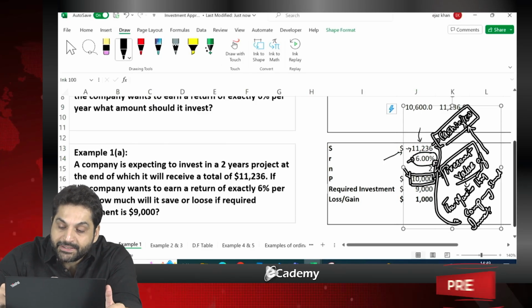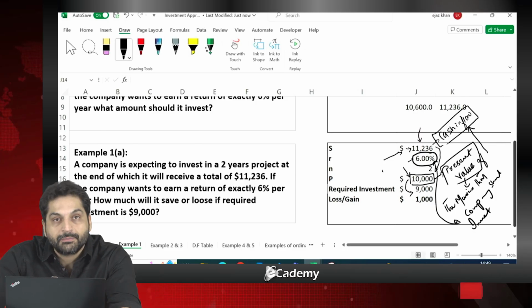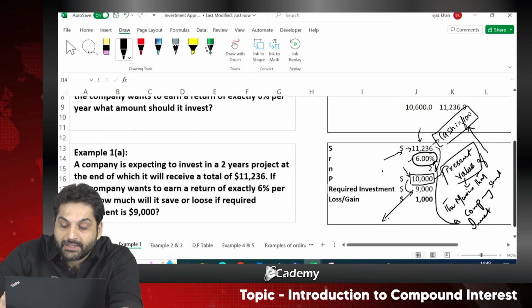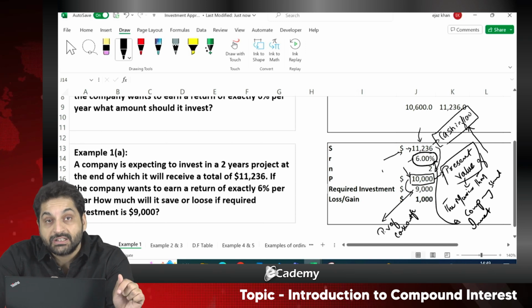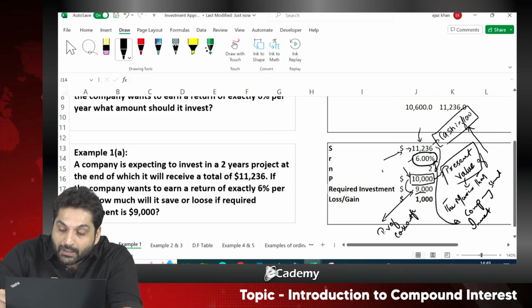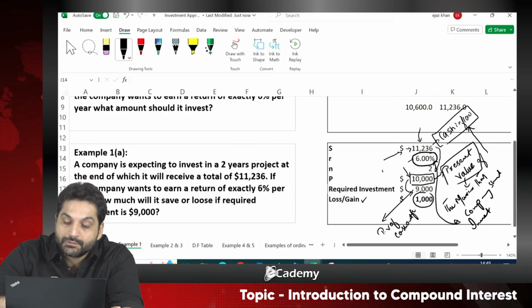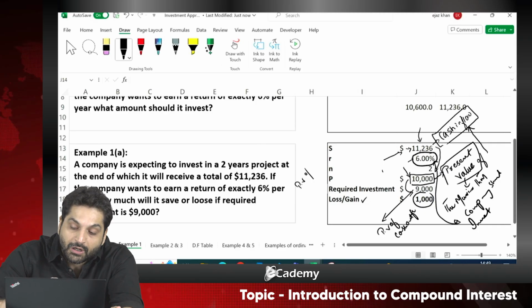Then this amount is compared with the required investment. This is the investment required today. The company has to make this investment today. So we can call it present value of cash outflow because this is an outflow for the business. The business has to invest this amount, and since it has to invest today, we can say it's a present value of cash outflow. And this 1,000, which we call gain, is basically the difference between these two present values. The present value of cash inflow and present value of cash outflow.